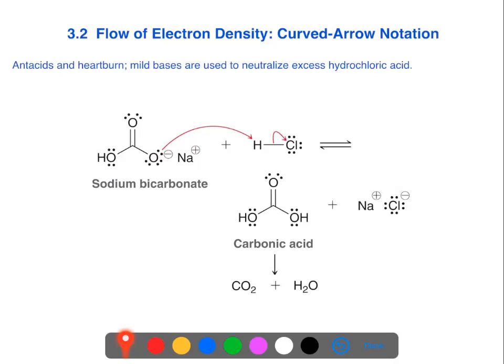So the net result is the formation of carbonic acid, and carbonic acid will then undergo an intramolecular reaction in which it will be converted to CO2 and water. So, of course, when you're taking antacids, it's very likely that there'll be a little bit of CO2 released, which will result in a bit of burping.